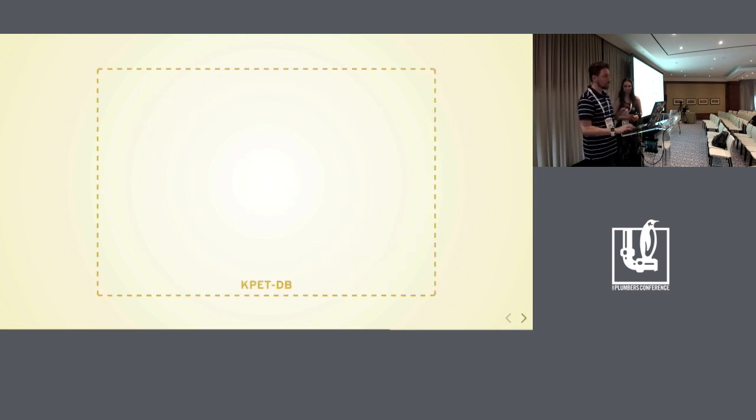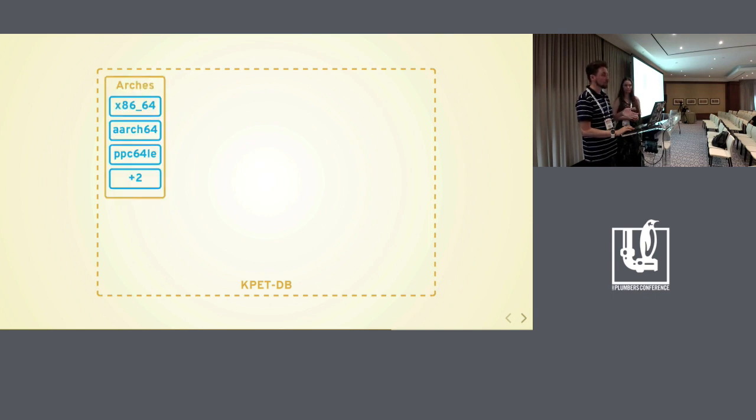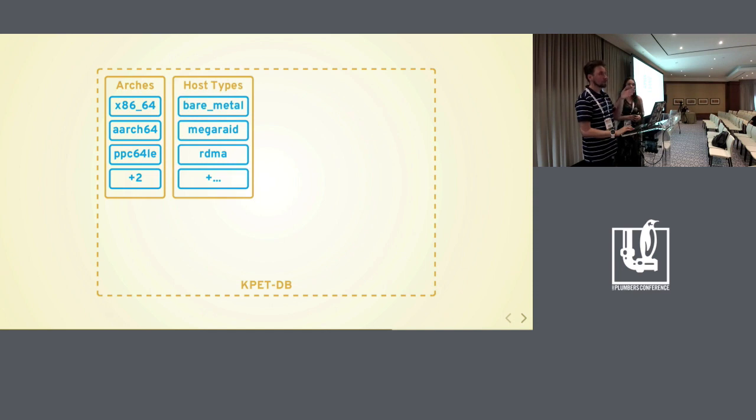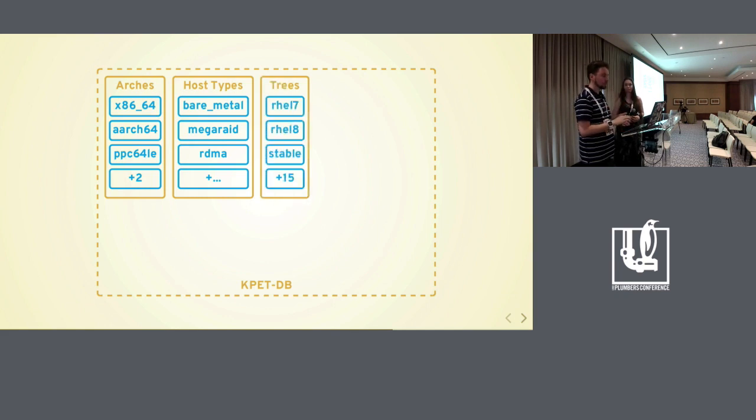So the test database contains the information on which architectures we are able to test and which host types are available. The Beaker system allows you to specify very precisely which host you want, with which parameters, like how much RAM, how much disk space, what kind of disk, what kind of hardware, special interface cards or whatever. But since this is too specific and too fine-grained, we have our own special host types, like we want to run specific tests on bare metal, or we want this test to run with MegaRAID cards, or we want the RDMA hardware, or stuff like that.